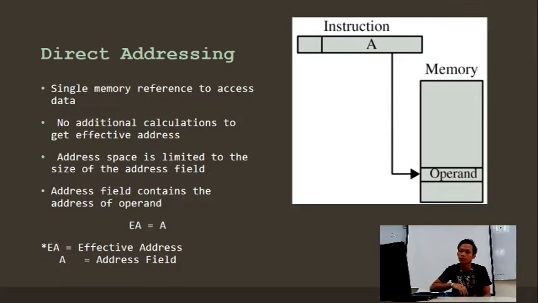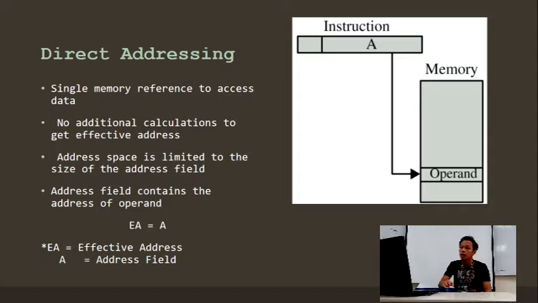And the second kind of addressing is direct addressing. Single memory reference to access data. No additional calculations to get effective address. Address space is limited to the size of the address field. Address field contains the address of operand. EA equals A. EA means effective address and A means address field.